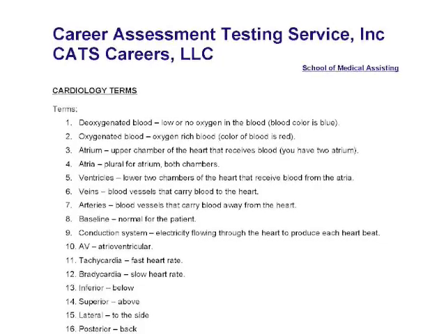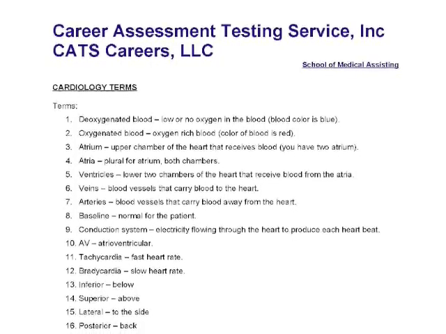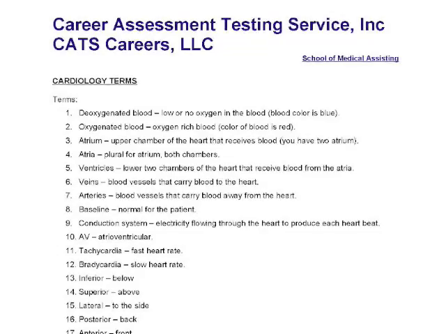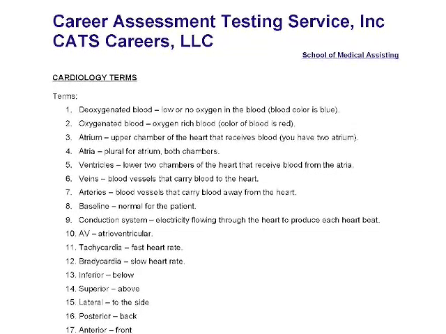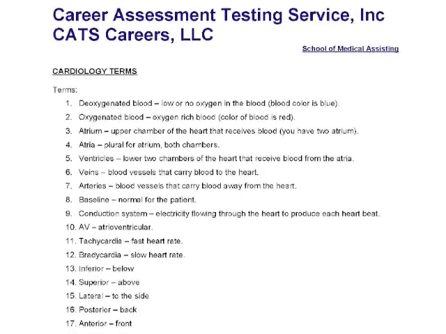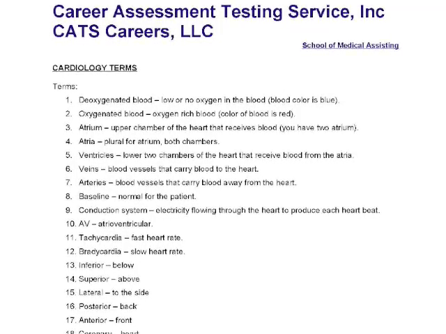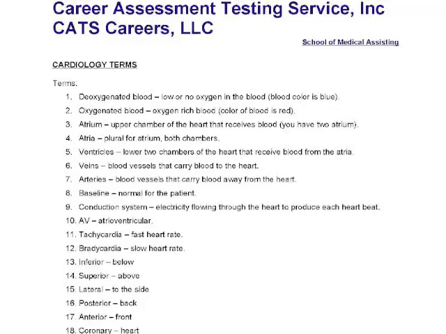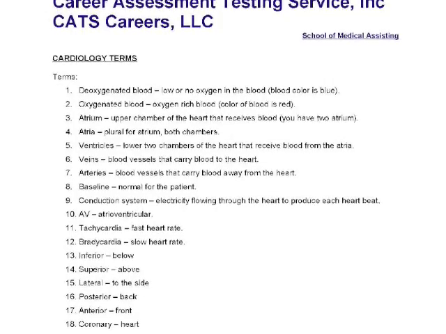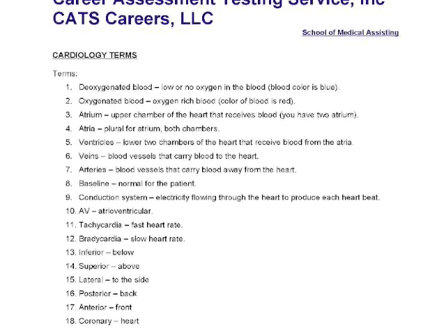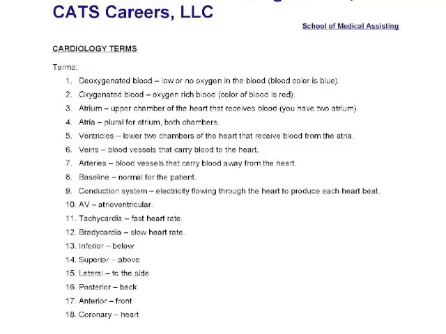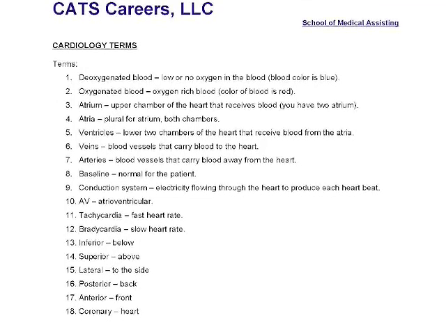Cardiology terms: Number 1, deoxygenated blood, low or no oxygen in the blood, and the color is blue. Number 2, oxygenated blood. It's oxygen-rich blood, and the color is red. Number 3, atrium, upper chamber of the heart that receives blood, and you have 2 of them, and that's number 4, atria. It's the plural for atrium. Number 5, ventricles. It means both chambers. Ventricles are the lower 2 chambers of the heart, and they receive blood from the atria.